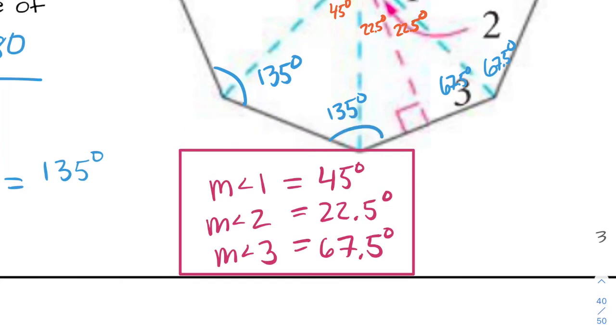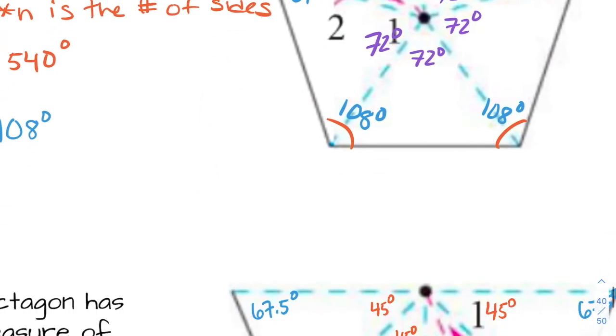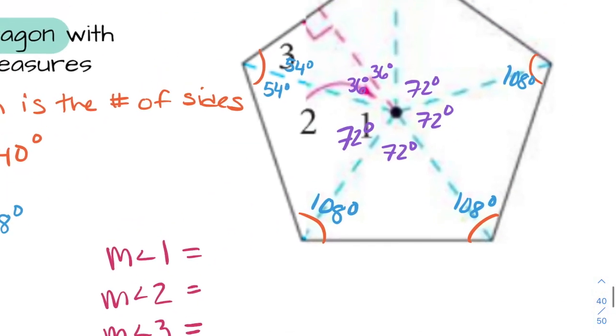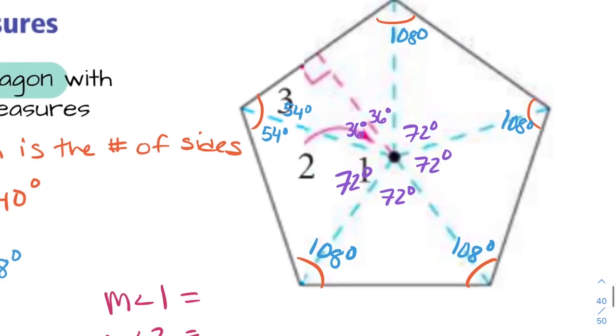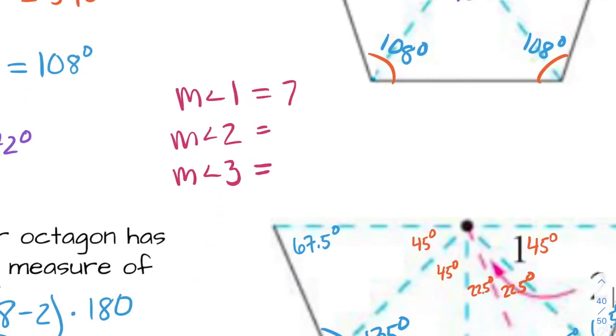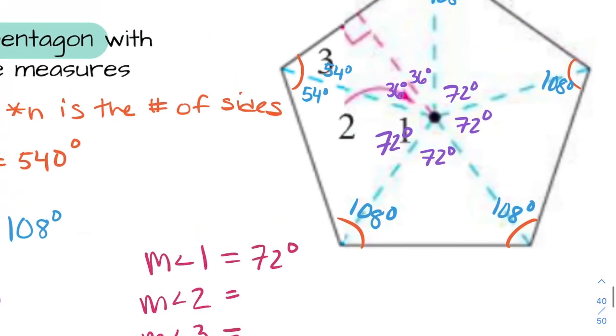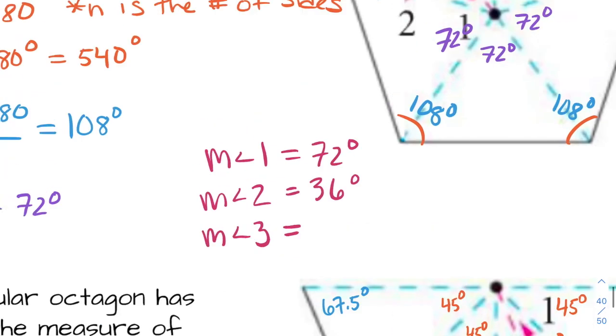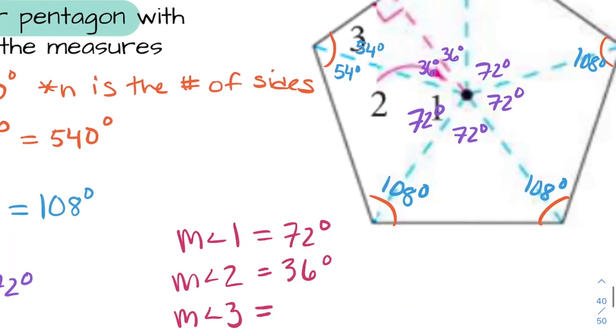All right, nice work. I'm going to label these up here too, because I think I didn't write them out the way I should have. So measure of angle 1 is 72 degrees. 2 is 36. 3 is 54. Yep.